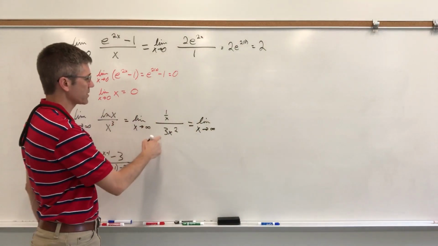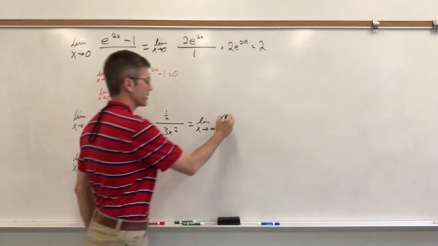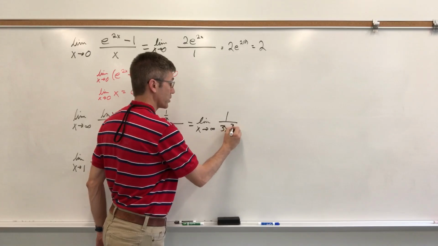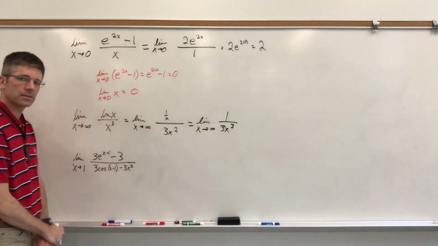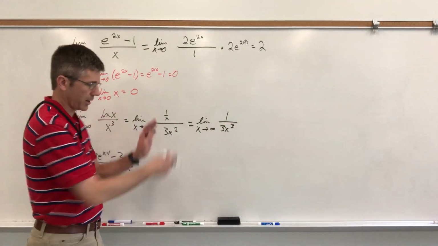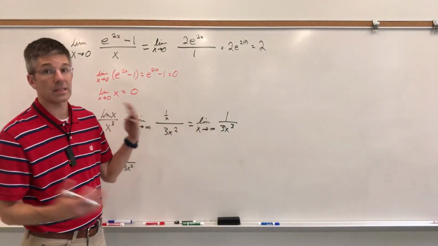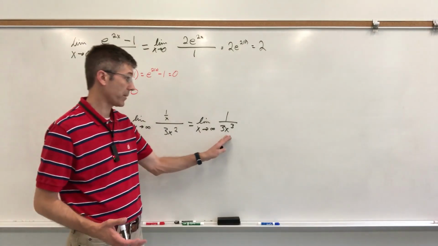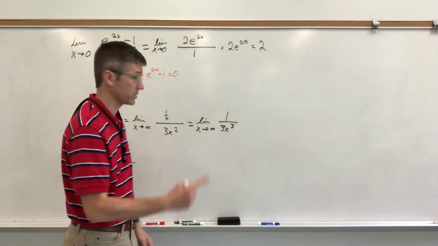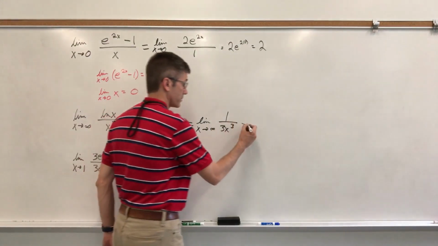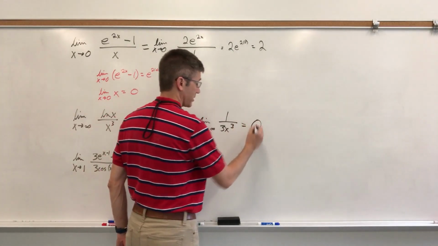Okay, 1 over x divided by 3x squared is 1 over 3x cubed. Trust me, it is. It works that way. You can kind of write this out and it works. As you do this, you realize clearly the denominator has a higher magnitude than the numerator, which is just a 1. So this is equal to 0.